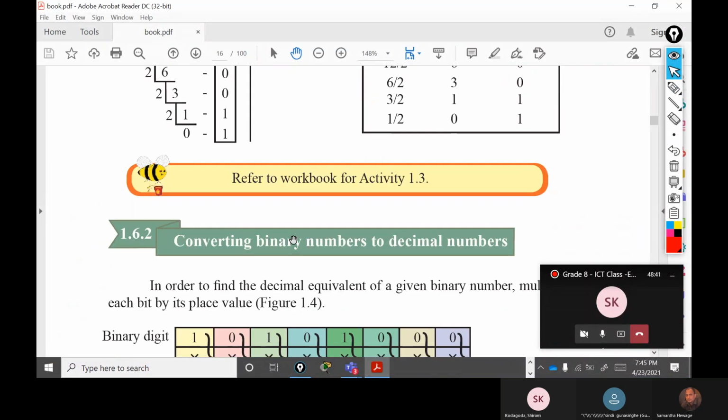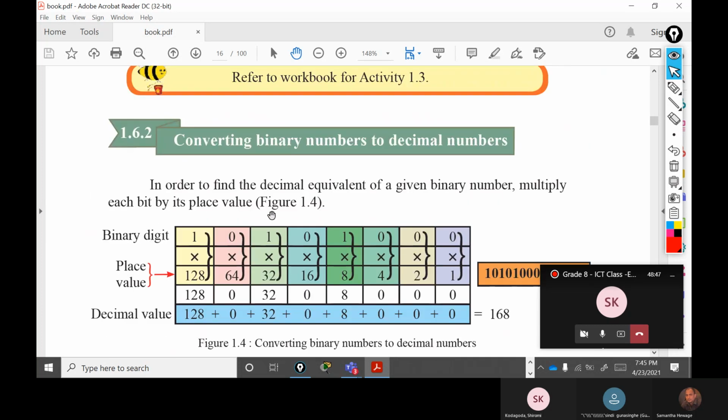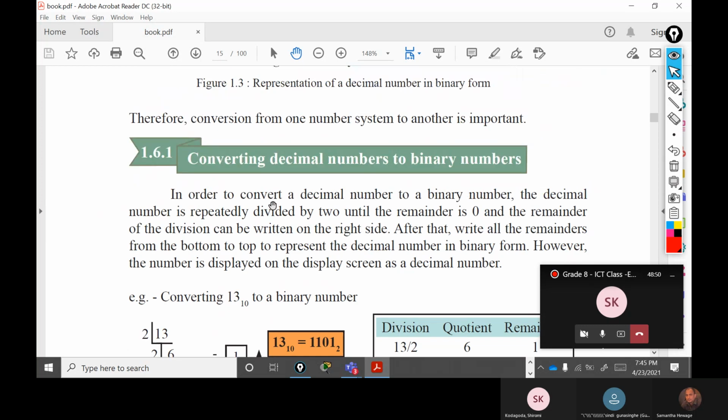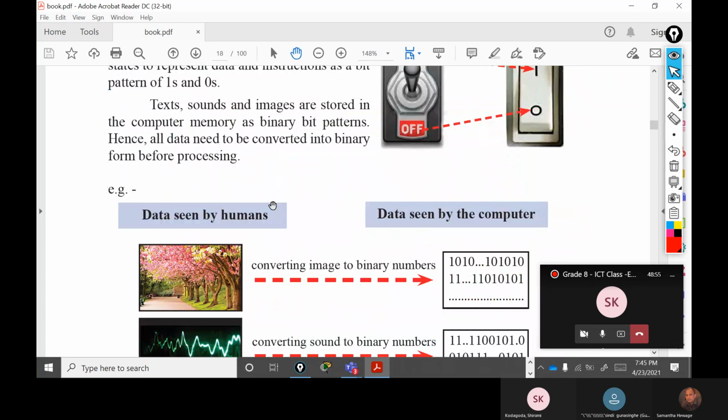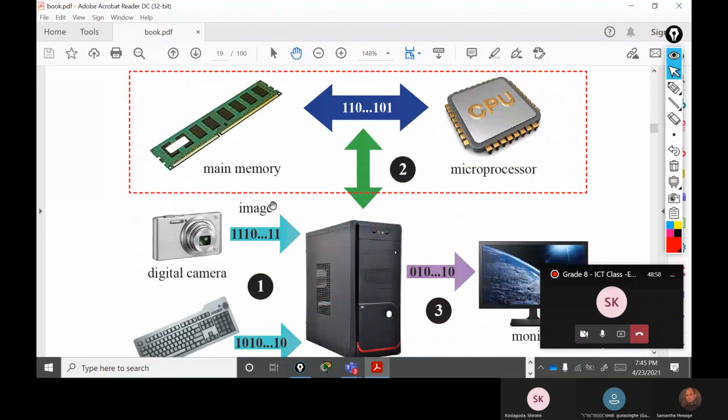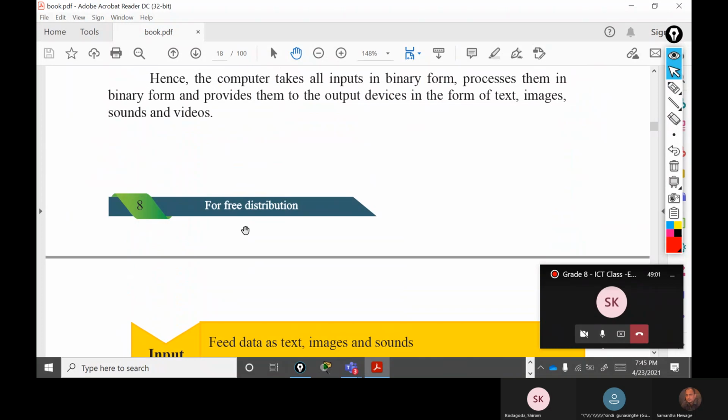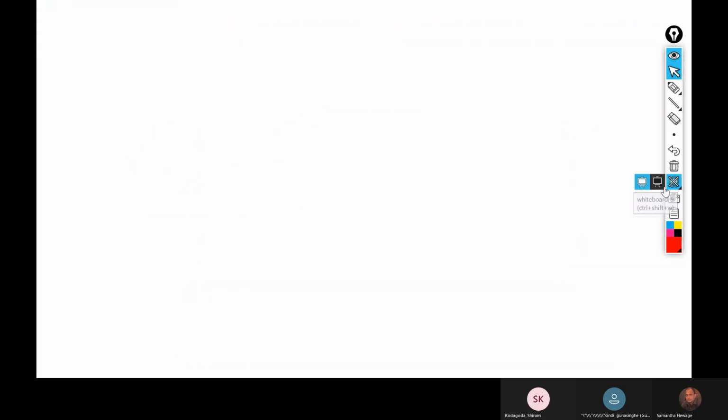All right, so next we will move to converting decimal number into binary number. So this is also where we do some calculations, right? I'll take one. What we do, we divide it. We say 170 decimal, we are going to convert into binary. So we have to divide by 2, right?